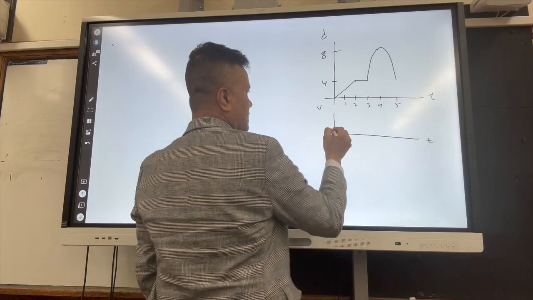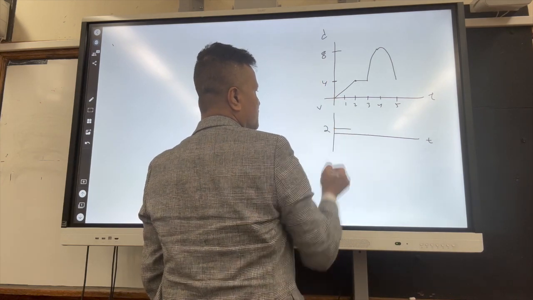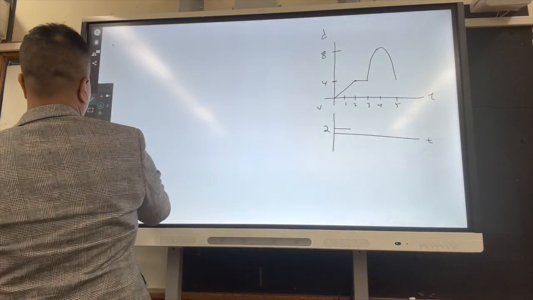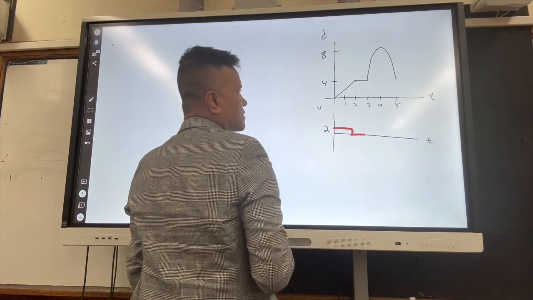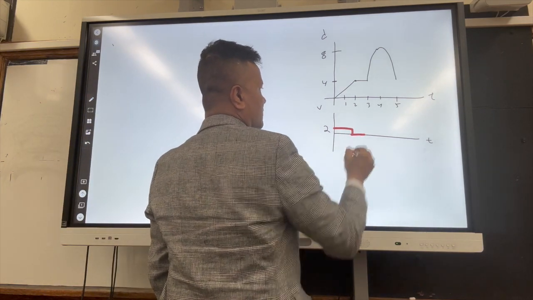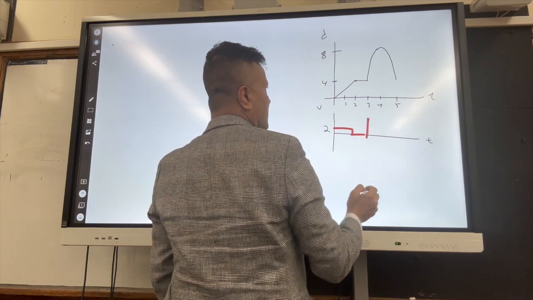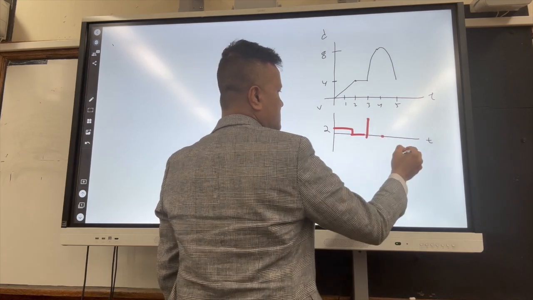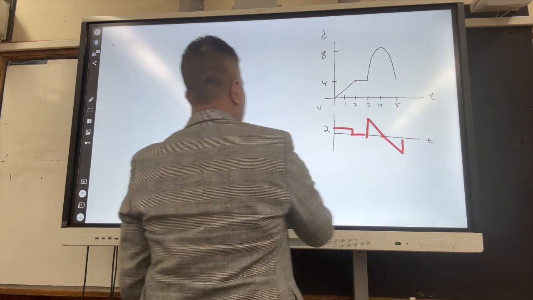From 0 to 2 seconds, the velocity is 4 divided by 2, which is 2. From 2 to 3 seconds the velocity is 0. Let's use a different color. At 3 seconds the velocity is something. At 4 seconds the velocity is 0. At 5 seconds the velocity is something. You connect these two dots. Let's find the area.